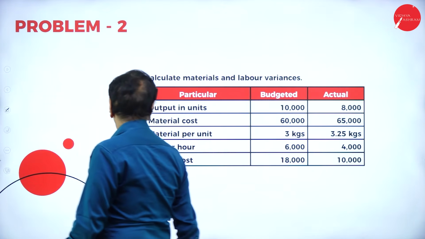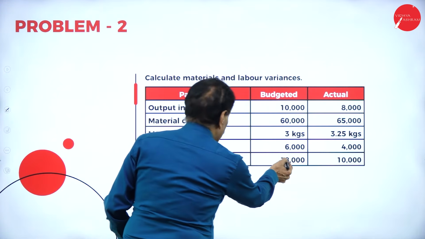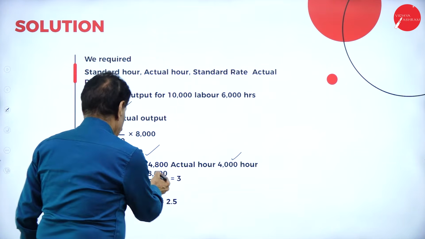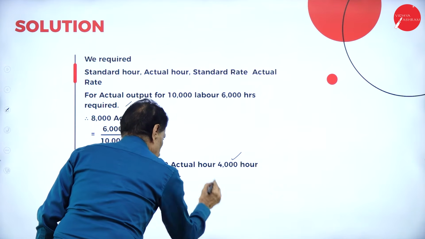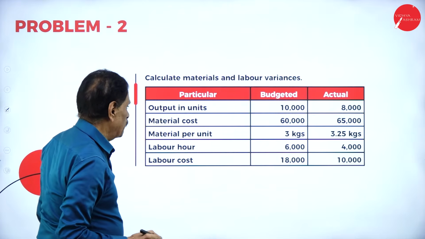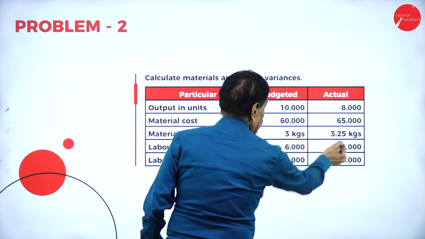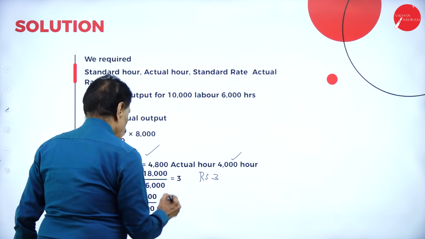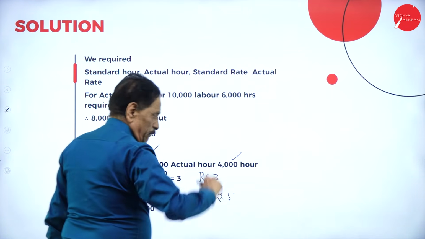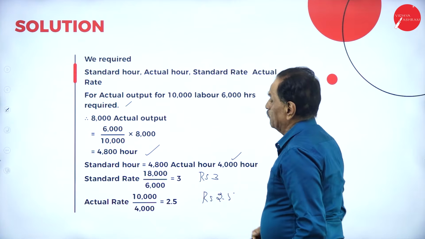Then come back to the standard rate. Your cost is how much? 18,000 divided by 6,000 hours works out to rupees 3. Then come back here: 10,000 divided by 4,000 hours, rupees 2.5 per hour. We'll move on.